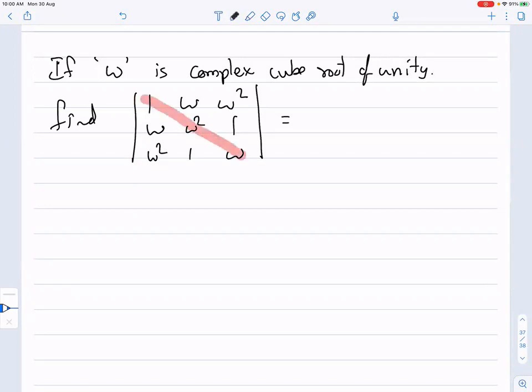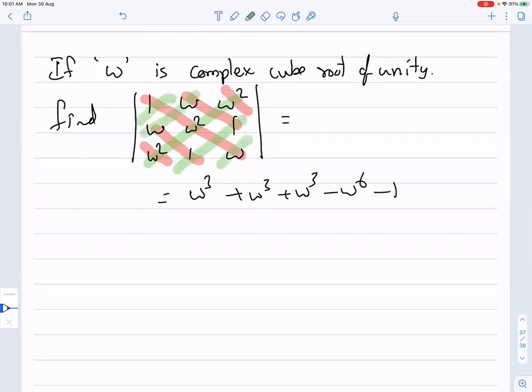What is this? This is omega cube. Even omega into 1 into omega square, that is also omega cube. Omega into 1 into omega square, that is also omega cube. Minus omega raised to 6. Omega square into omega square into omega square. Minus 1 into 1 into 1, minus 1. Minus omega into omega into omega, omega cube. And we know omega cube is 1. 1 plus 1, omega raised to 6 is also 1. This will be 0. Because it's a cube root of unity, the cube will be 1.